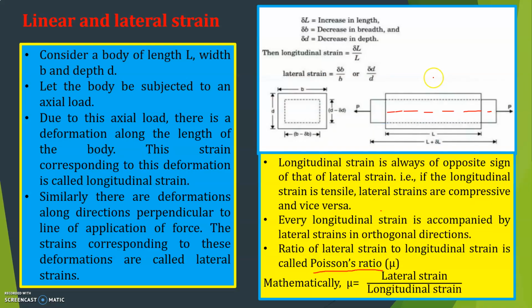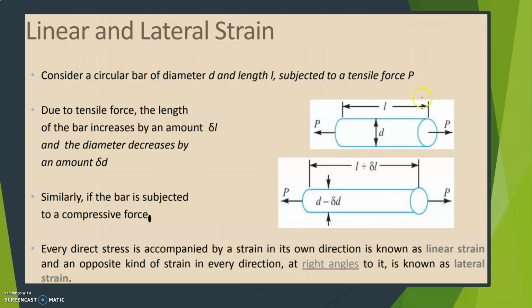So here you have observed change in the depth and change in the width, and change in the length. Let us consider a circular bar of diameter d and length L, subjected to a tensile force P. A tensile force is applied. So what happens here? Due to the tensile force, the length of the bar increases by an amount delta L.